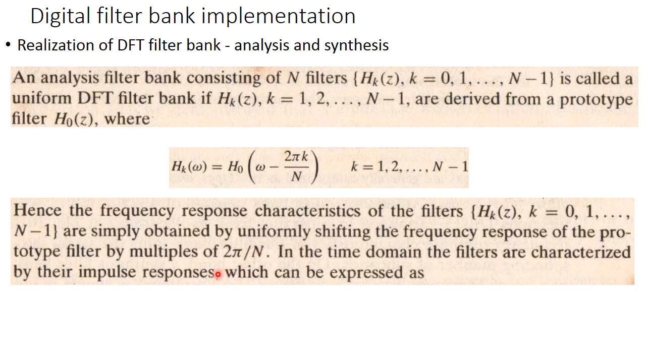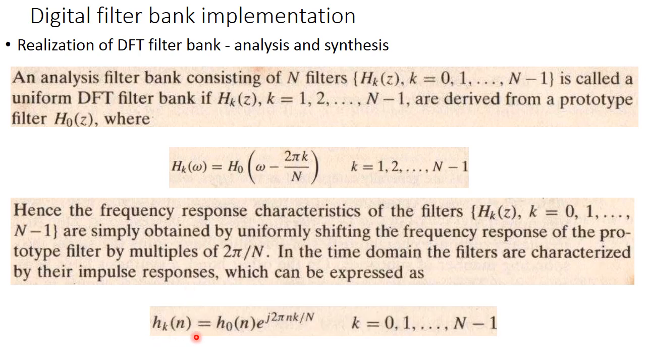In the time domain, the filters are characterized by their impulse responses, and the time domain response is given by this formula: hk(n) is equal to h0(n) into e raised to j 2 pi n k by N, where k starts from 0, 1 up to N minus 1. So here is your time domain sample, and here is our Hk(z) for k greater than 0. Here h0(n) is the impulse response of the initial filter or prototype filter.